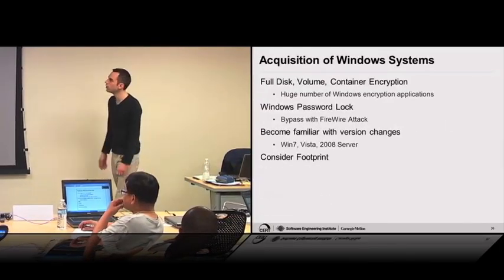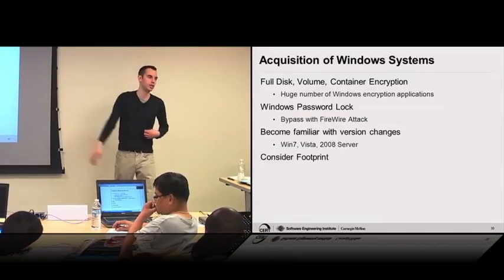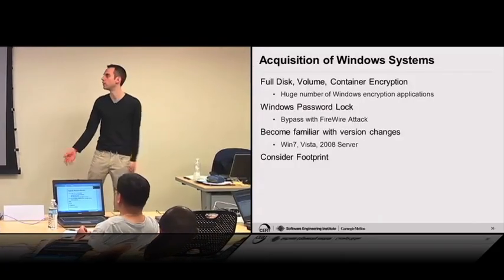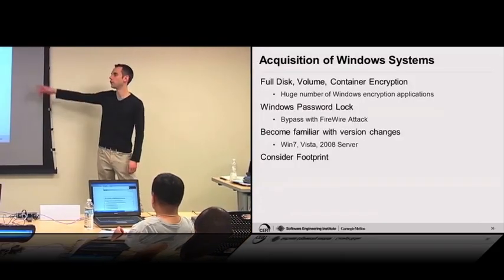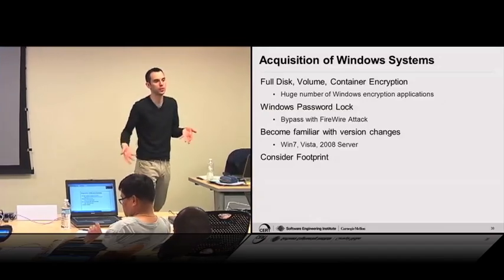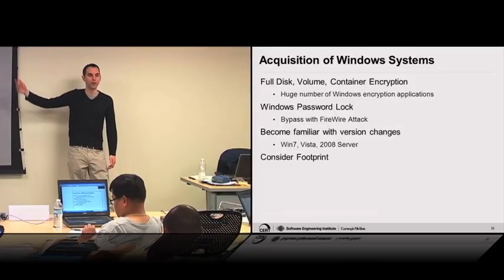So some of the considerations that you need to take into account is dealing with full volume or container encryption, right? It's pretty prevalent on Windows, but on any operating system really. You also need to consider the Windows password lock, that you can lock a system, so that can prevent you interactive access to the desktop. There are methods to get around that, right?